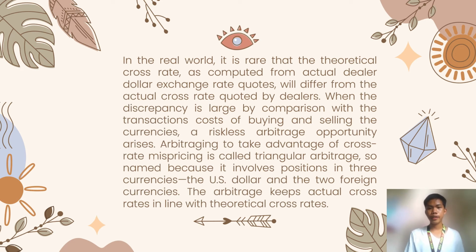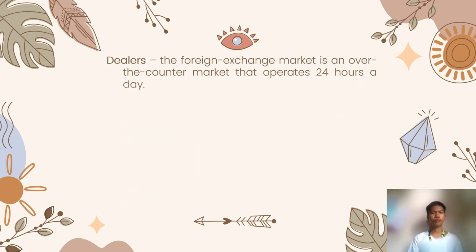In the real world, it is rare that the theoretical cross rate as computed from actual dealer dollar exchange rate quotes will differ from the actual cross rate quoted by dealers. When the discrepancy is large by comparison with the transaction cost of buying and selling the currencies, a riskless arbitrage opportunity arises. Arbitraging to take advantage of cross-rate mispricing is called triangular arbitrage, so named because it involves positions in three currencies, the US dollar and the two foreign currencies. The arbitrage keeps the actual cross rates in line with theoretical cross rates.